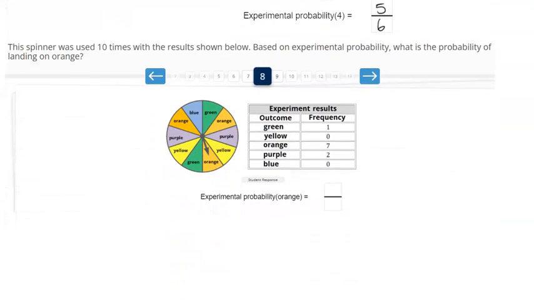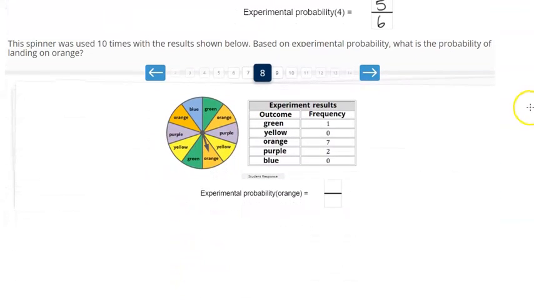Question 8. The spinner was used 10 times with the results shown below. Based on experimental probability, what is the probability of landing on orange? Okay, so this here is theoretical, where if we want to get the theoretical probability, we're going to rely on this here. But we are going to be looking into the experiment. We're going to make our judgment based on the experiment or the trial that's just occurred. So we're trying to find the probability of the next one landing on orange.